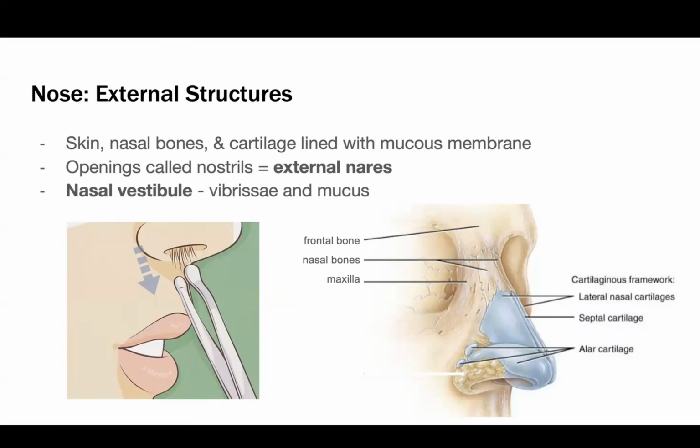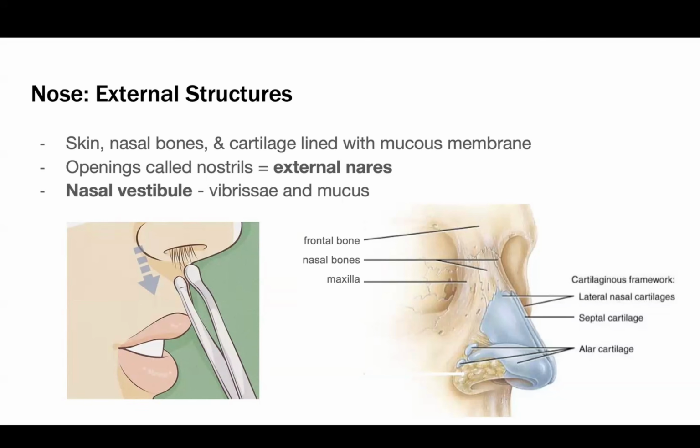The cartilage framework, there's a bunch of different cartilages. We'll want to think about the lateral nasal cartilage and the alar cartilages as forming the outer part, and the septal cartilage as forming the midline partition. The openings of your nostrils are called external nares. You can also call these nares if you want to be fancy, but I'm just going to call them external nares. Once you're past the external nares, you're entering the nasal vestibule.